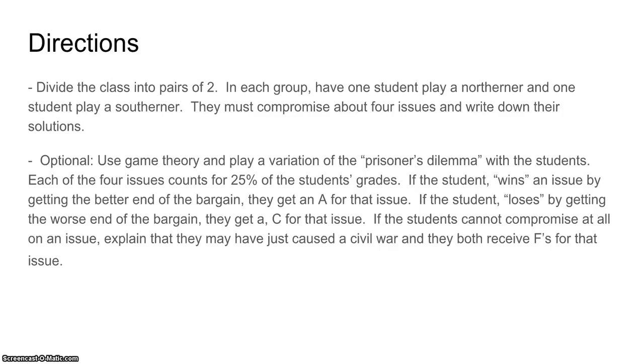All right, so what you're going to do is pretty simple here. You're just going to divide the class into pairs of two. Obviously, if there's an odd number, you can have two Southerners or two Northerners. In each group, one student is going to play a Northerner and one student is going to play a Southerner. They must compromise about four issues that you're going to see on the next slides and write down their solutions. Most of the class is going to be them debating with each other in groups.